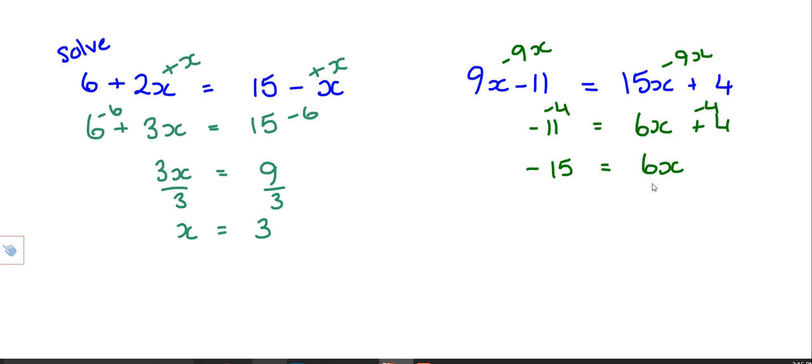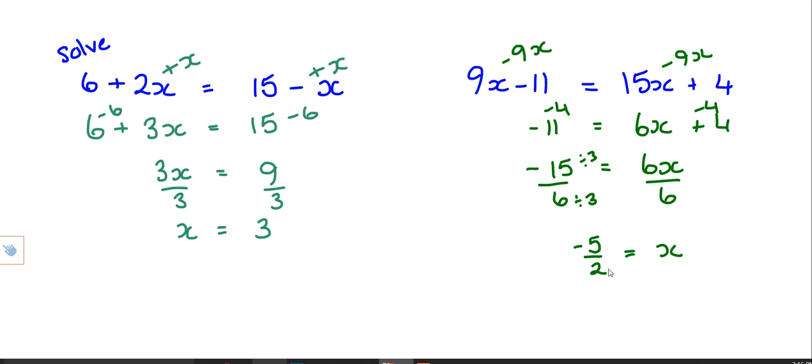You divide by 6. Well, what's negative 15 divided by 6? If I have a calculator, I'm fine. If I don't have a calculator, do you know how to do your equivalent fractions? Both of them can be divided by 3. So I'm left with negative 5 over 2.